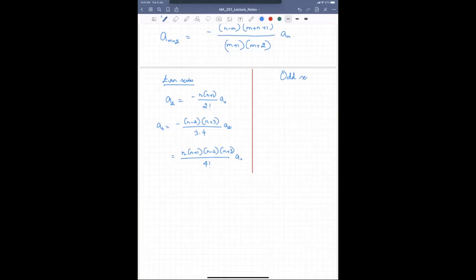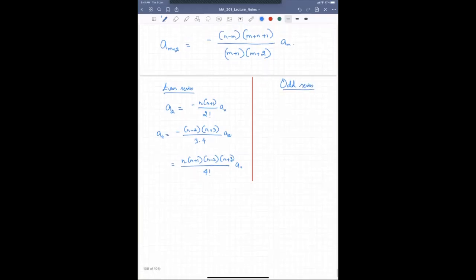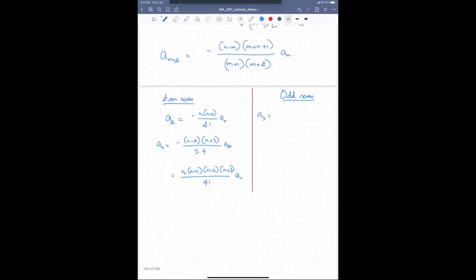Let us do the odd series also, at least the first two terms. If I plug in m equals 1, I'm going to generate a3 in terms of a1. So a3 equals, plug in m equals 1, what do we get? So this is minus (n minus 1)(n plus 2) divided by 1 plus 1 is 2 times 3, which is 3 factorial, a1, right?